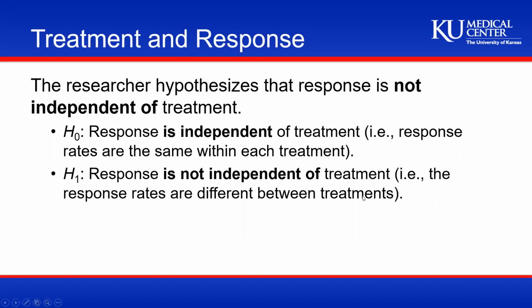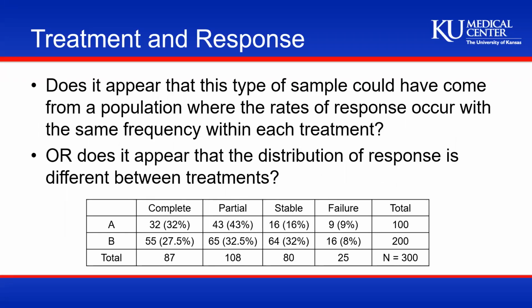So what is actually being hypothesized here? The researcher is hypothesizing that response is not independent of treatment, and that is the alternative. In other words, that treatment is associated with how a patient responds, versus the null, that there's no association. It's independent of treatment. A patient's going to respond the same whether they receive A or B. And what we're doing is taking a look at the table and trying to discern whether or not this type of sample that we see here could have come from a population where the rates of response occur with the same frequency within each treatment.